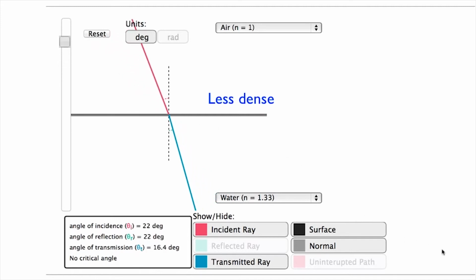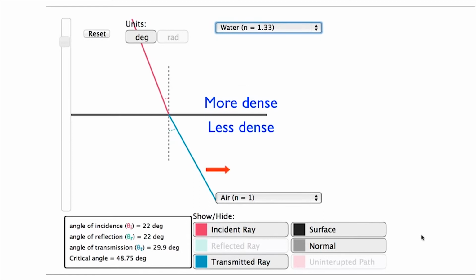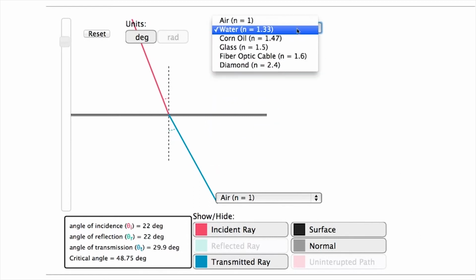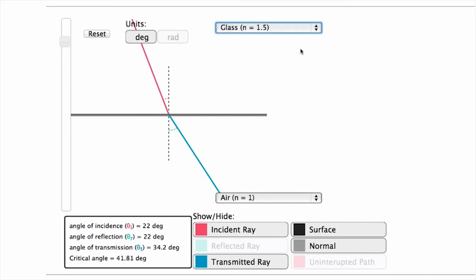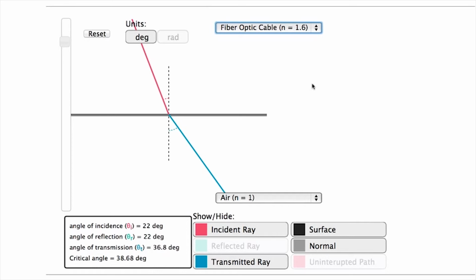Light traveling from a less dense to a more dense medium refracts towards the normal, making the angle of transmission less than the angle of incidence. This behavior is exhibited by light moving from air into water. Light traveling from a higher density to a lower density medium refracts away from the normal, making the angle of transmission greater than the angle of incidence. The greater the difference in density between the two media, the greater the refraction. The greater the angle of incidence, the greater the refraction.